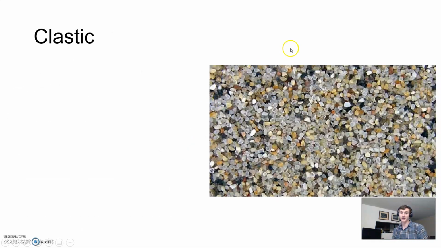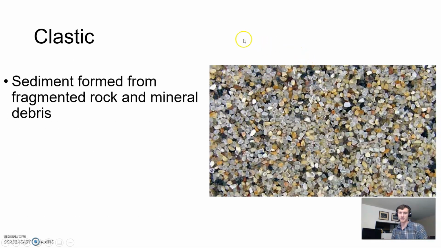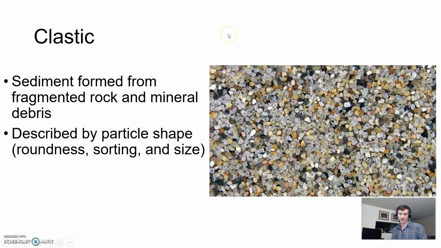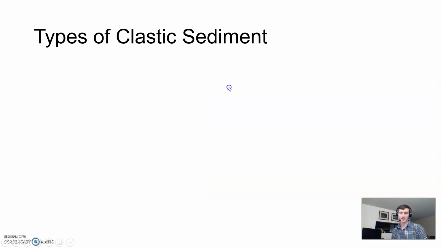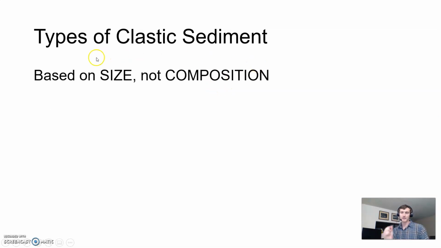We can also have clastic sediments. Like our first slide, if you think of your normal beach sands, these are mostly going to be clastic. These are formed from breaking rock down somehow, debris. Mostly for clastic sediments, we talk about the different types in terms of grain size. We're not worried about what this stuff is made of, we're worried about how big it is. This is what we use to distinguish our types of clastic sediment, based on size, not composition.